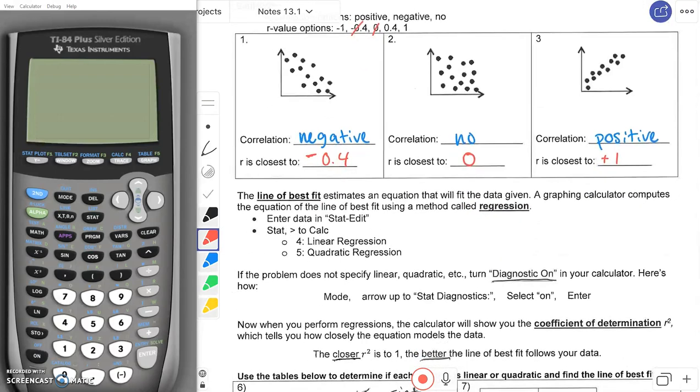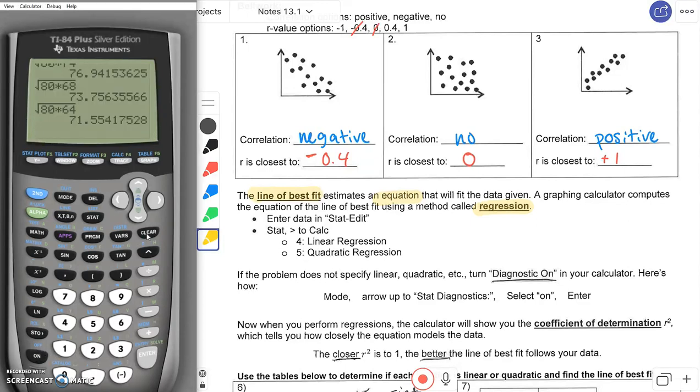So when we go to find that perfect line, we call it the line of best fit. It estimates that equation that's going to fit your data the best. We use this on our graphing calculator with regression. So on our calculator, we go to stat, we go to edit, we put in whatever values we need, and then we go to stat calc. Now we've always used 4 because we're doing linear. Well, now that we're in the quadratic unit, we're adding on, going to stat, calc, and 5.